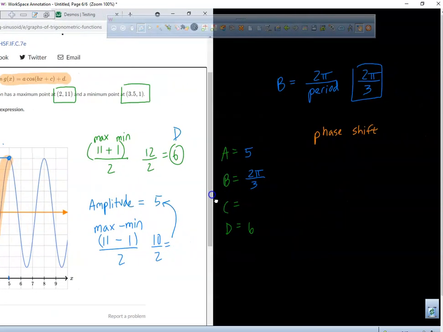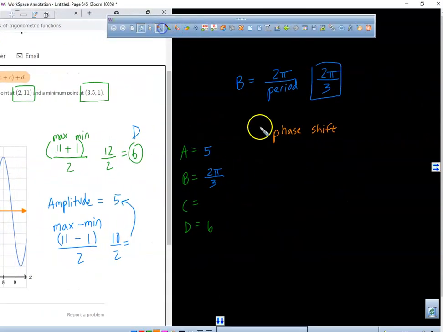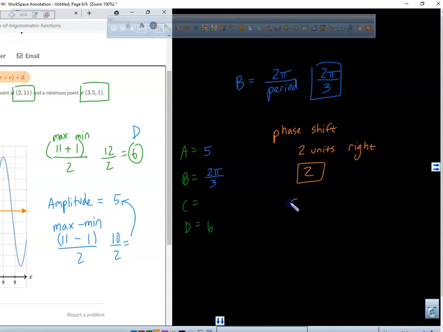So can you guys write this down, please? The phase shift is 2 units. Now, if it's to the right, then you know your phase shift is positive, okay? If it goes to the left, you say your phase shift is negative. So we're going to put 2 units right. So if it's 2 units right, the number is just 2. Now, that's not the C value. The C value, all right? Remember, the phase shift is what? C over B. That's the phase shift.